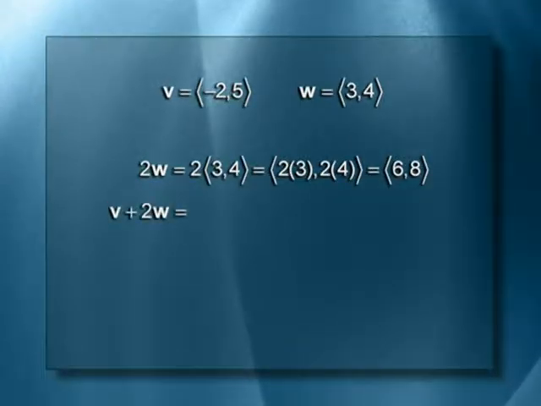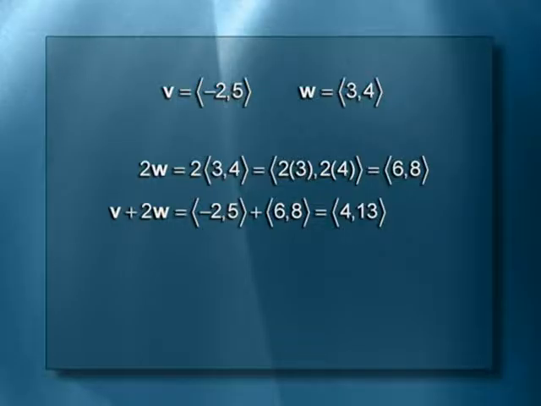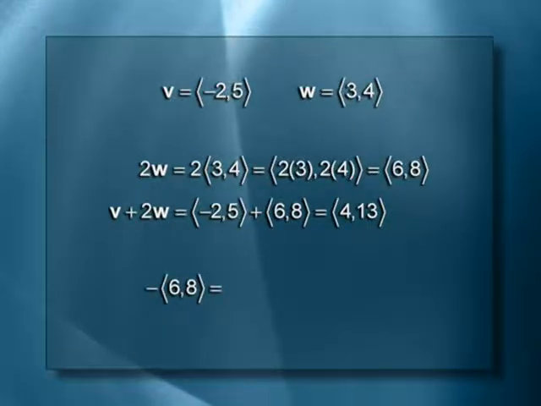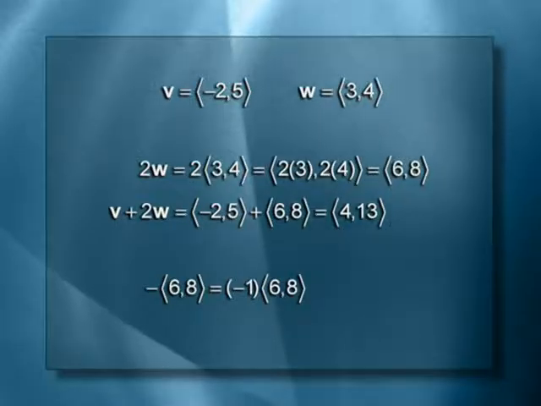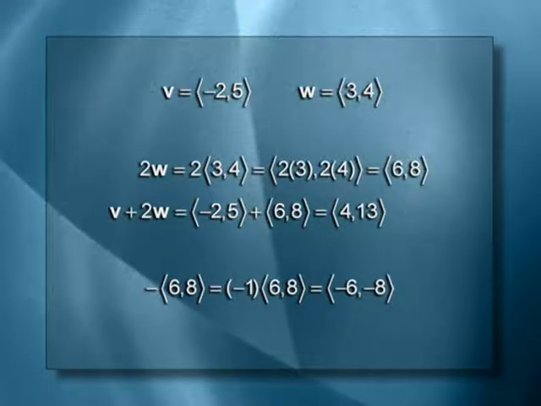How about v plus 2w? Well, -2, 5, plus that answer we just got, 6, 8, that would be 4, 13. You add the first components together, -2 plus 6 is 4, and 5 plus 8 is 13. Let's do a few more computations. What would -6, -8 be? Well, that means -1 times the vector 6, 8. So the components get multiplied by -1, and you're left with -6, comma, -8.